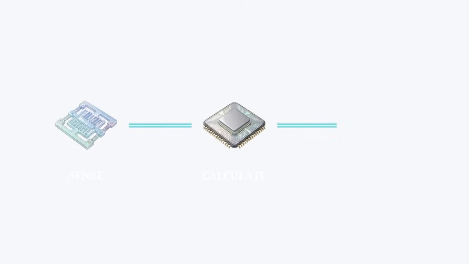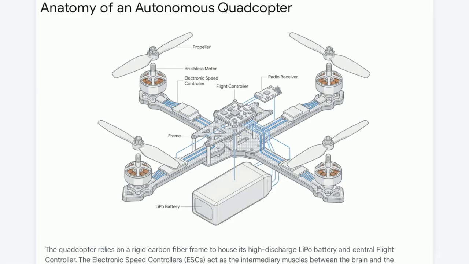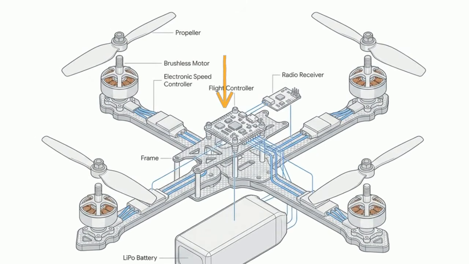To survive, the onboard computer must sense the shift, calculate a solution, and execute a physical correction in less than 1/100th of a second. The clock starts now. We are at T plus 0.001 seconds. The flight controller, the drone's brain, must identify how the drone's orientation has changed. It queries the Inertial Measurement Unit, or IMU.